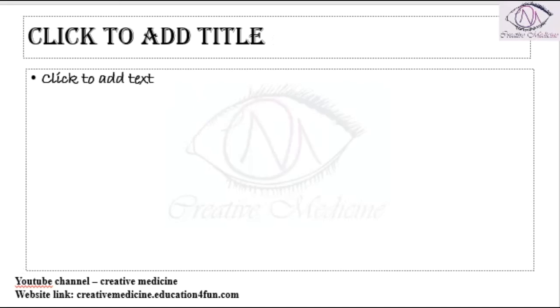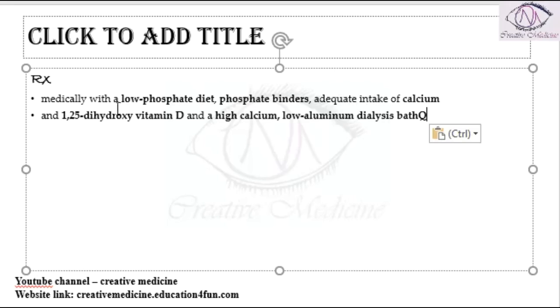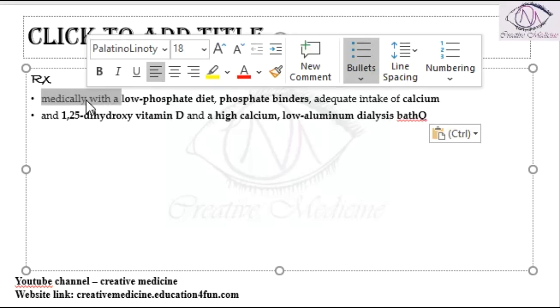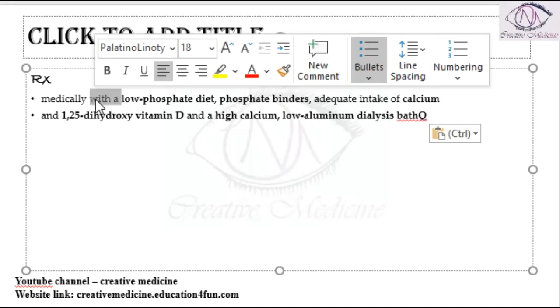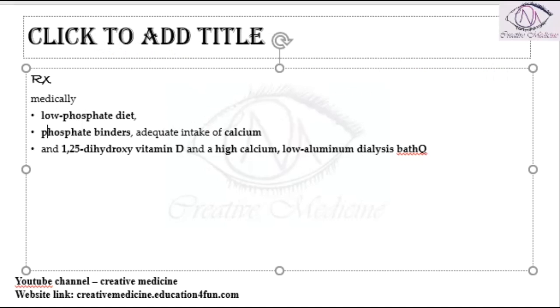The treatment of this secondary hyperparathyroidism is done medically. We can treat the patient by giving the following drugs. Medical treatment is by giving a low phosphate diet.